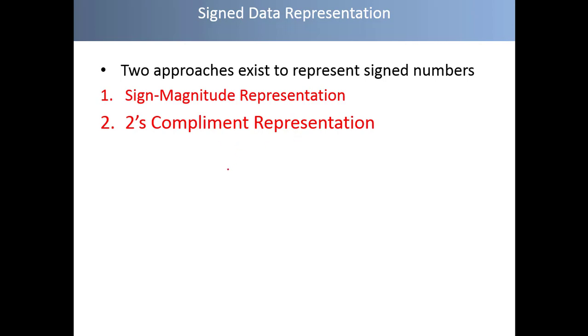Now the question is how to represent signed binary data in computers. There are two approaches for this purpose. One is called the sign magnitude representation, and the other one is 2's complement representation, and let us discuss both of them one by one.